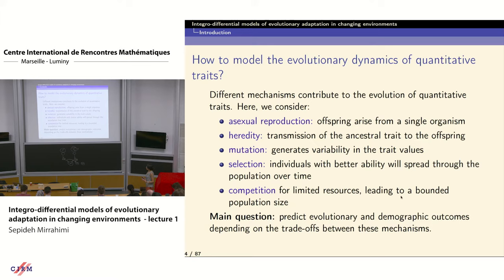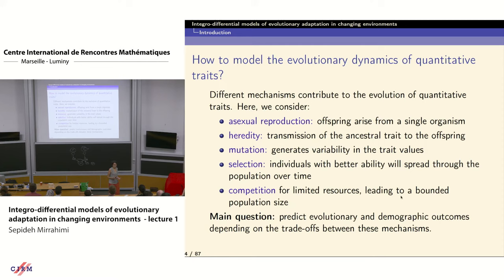So what I mean by selection is that different individuals with different traits would have different growth rates. And at least when we consider a constant environment, we would expect that the individual that has a better growth rate would grow better, and it would be selected in long time in the population. So that would lead to the selection of the best adapted traits, okay? And we also take into account the competition between the individuals, for instance, competition for a bounded resource. And when we assume that the resources are limited, this generally leads to the fact that the population would be of bounded size. So these are the mechanisms that we take into account here.